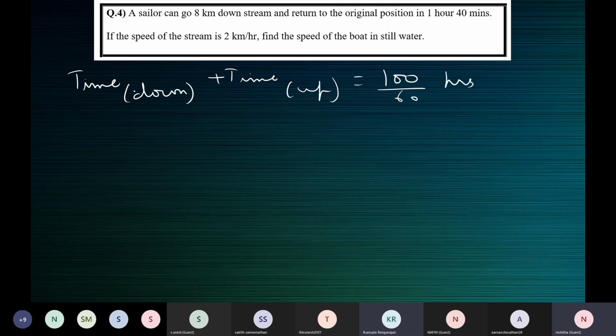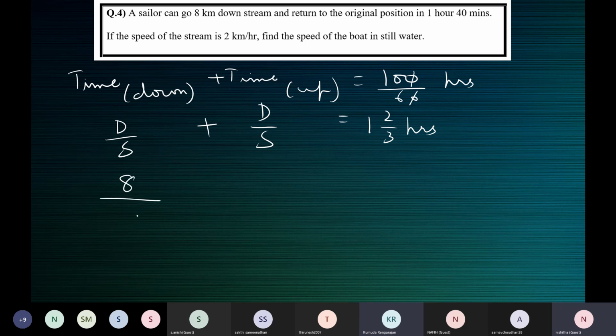Now, how do you calculate the time downstream? Distance by speed. Time upstream, distance by speed. Total time taken is, what did we calculate? 0 gets cancelled, 5 by 3, which is 1 and 2 by 3 hours. You can have it as 5 by 3 also. So what's the distance downstream? Distance downstream 8. Speed downstream. The speed of the stream is 2 kilometers per hour.